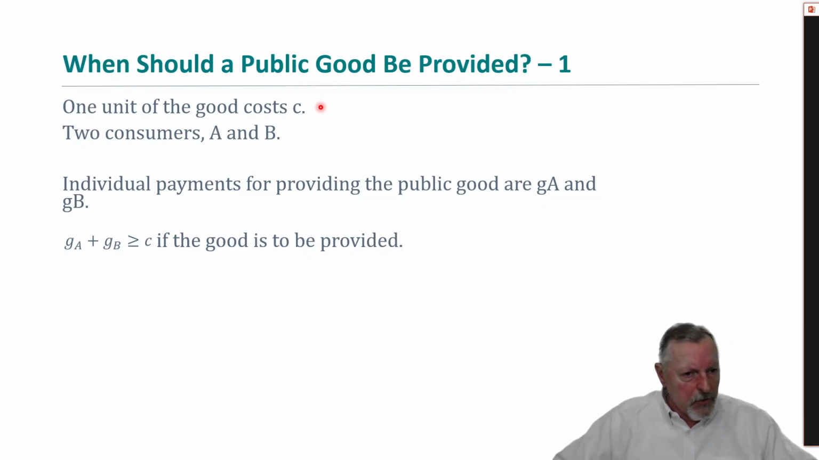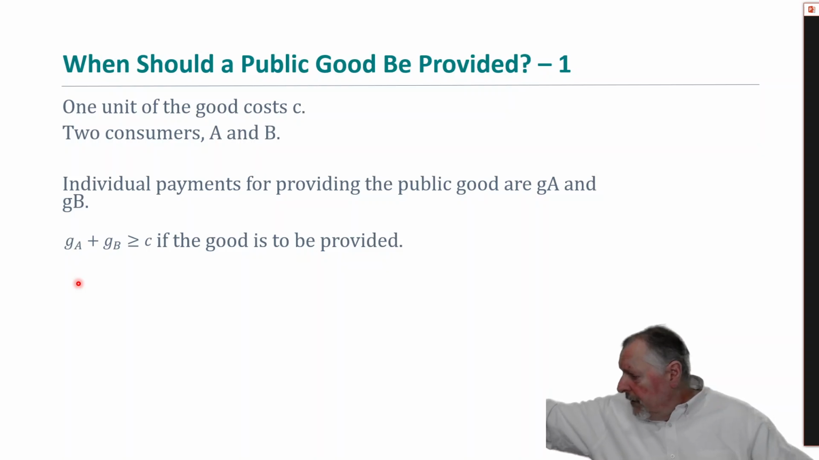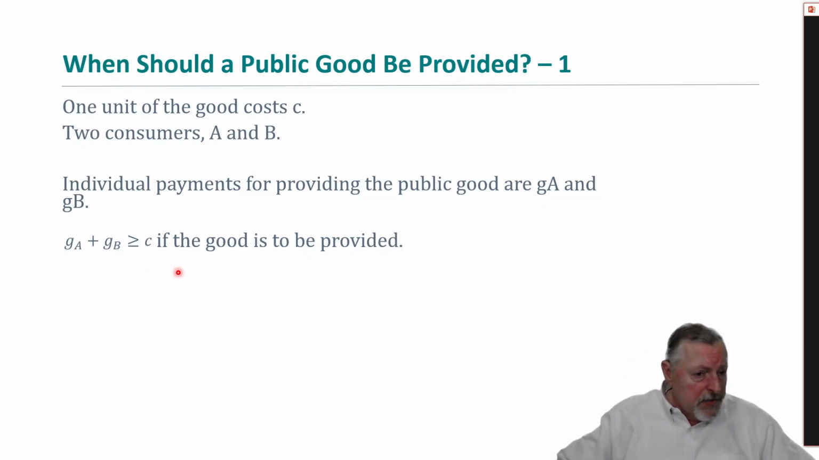The one unit of the good costs C. There are two consumers, A and B. The amount each consumer does pay for the good is G. So, if you want to provide the good, well, it costs C, so the total of what person A spends and B spends has to be at least as much as the good costs.